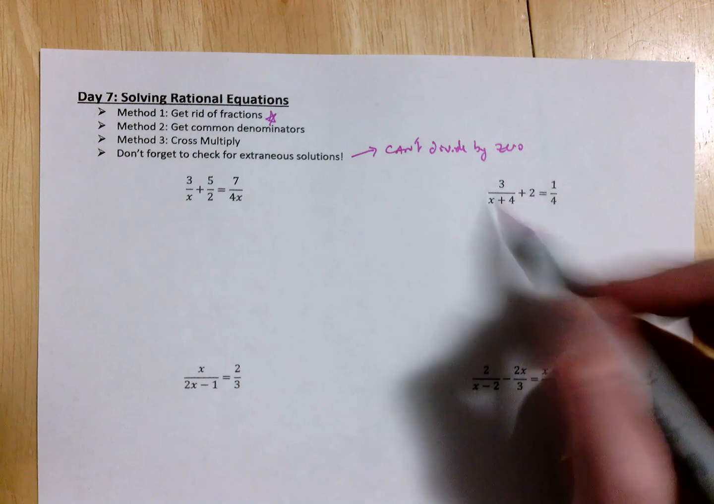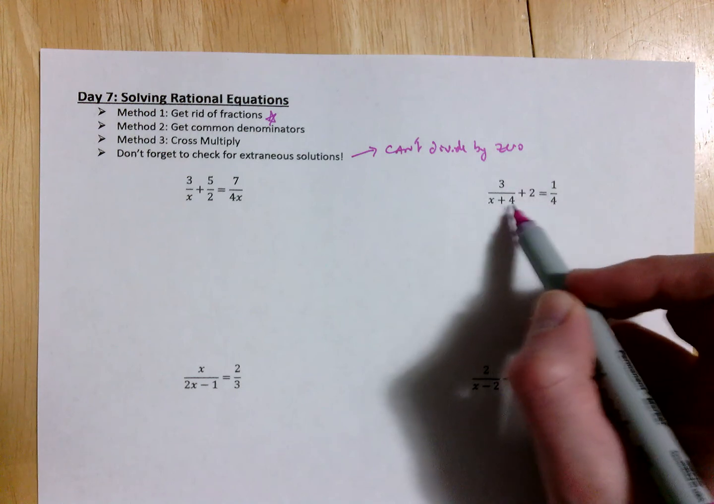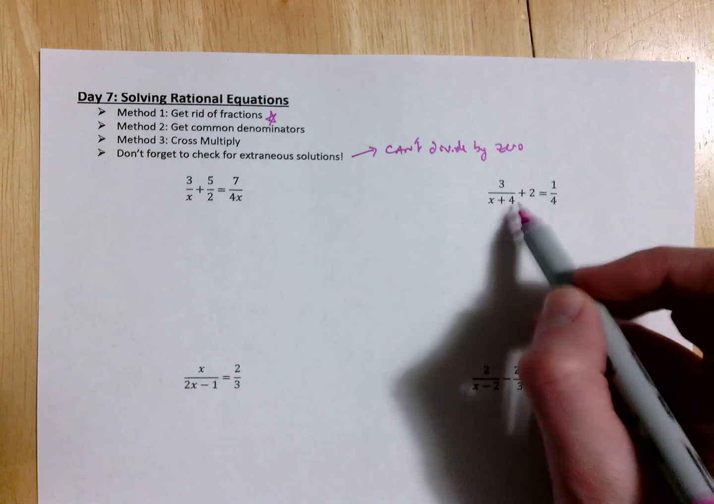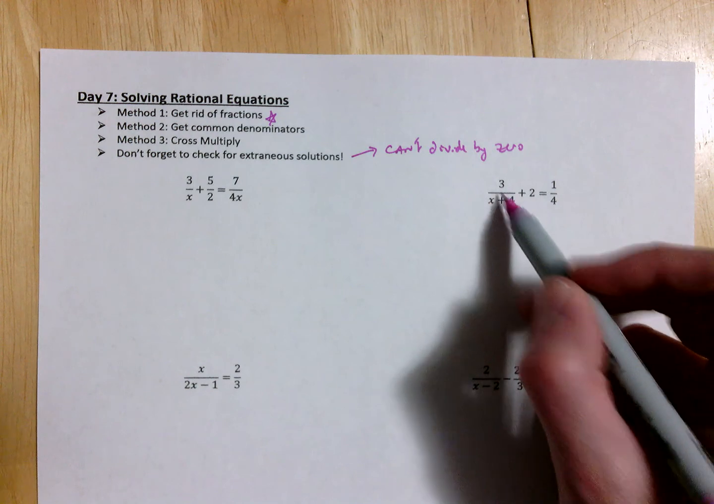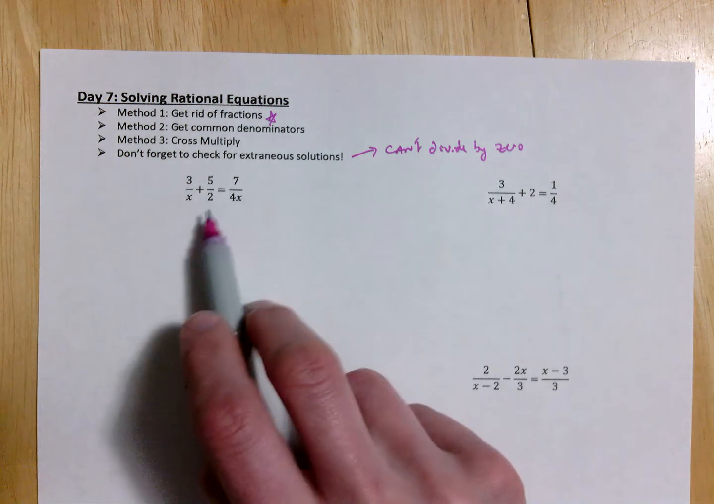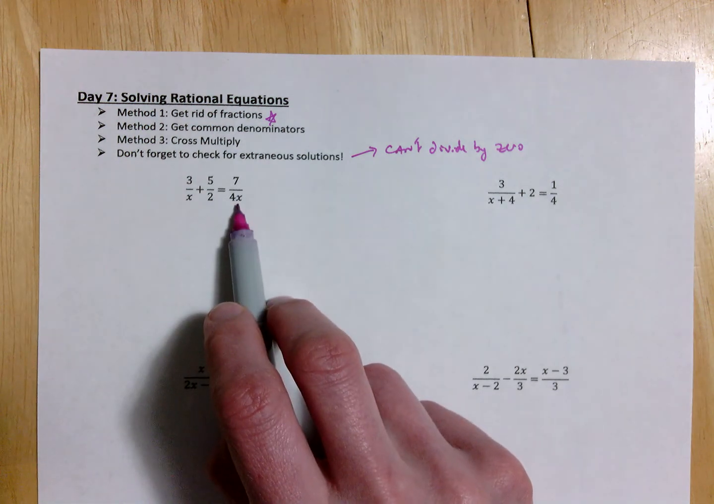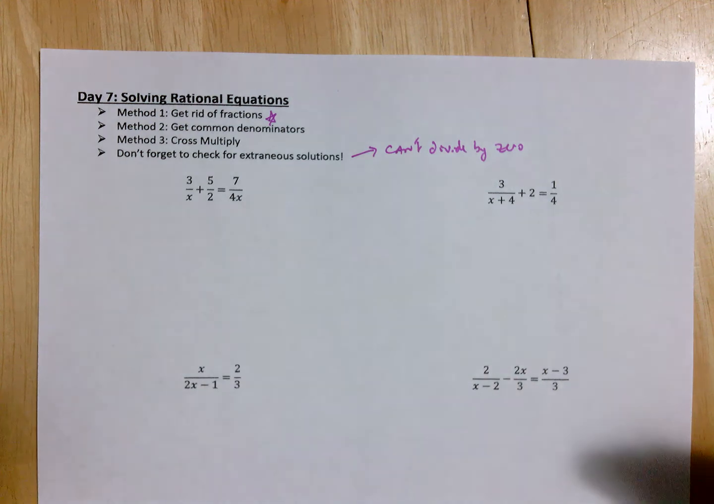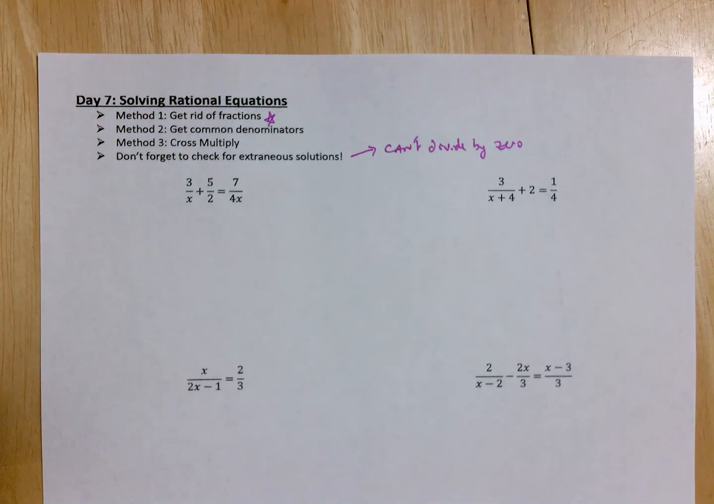So with this one right here, if I solve this and I found x was -4, that would be extraneous because when I plug in the -4, this becomes a zero and I have 3 divided by 0. With this problem right here, if x was 0, I'd have a problem because 4 times 0 is 0, and 7 divided by 0, can't do that. That's the big thing that you want to look out for when you're doing these.